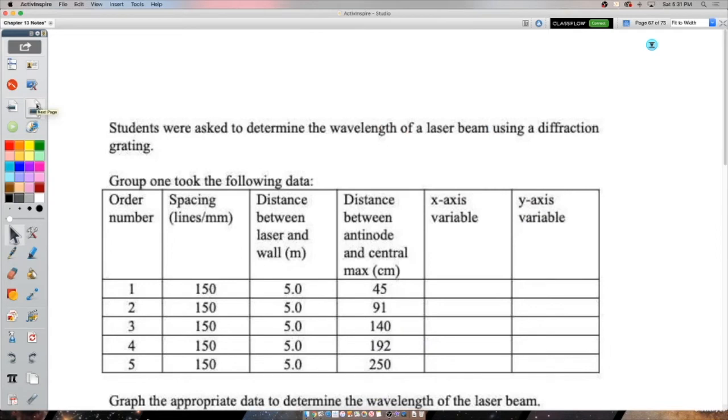All right, here's a good one, graphical analysis. Students were asked to determine the wavelength of a laser beam using a diffraction grating. I wish we could have done this in real life. Wish you guys were here. Okay, so the group took the following data.